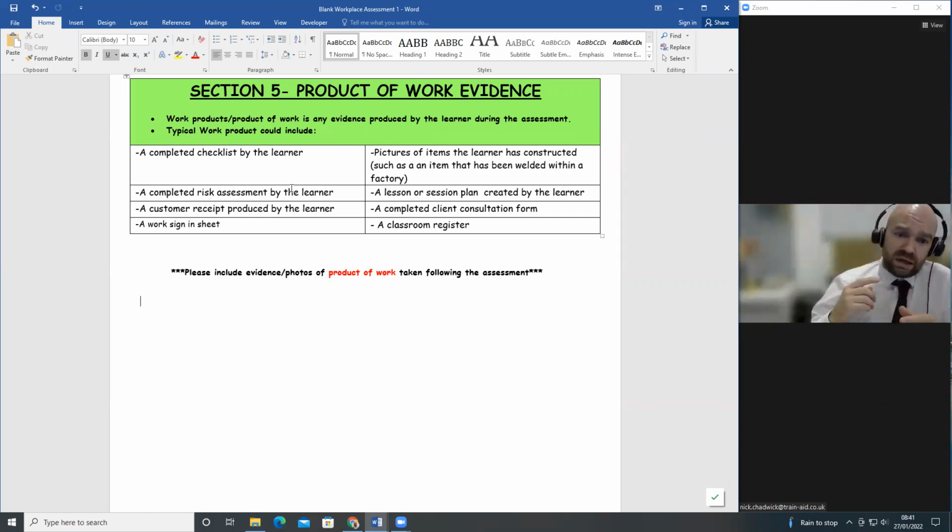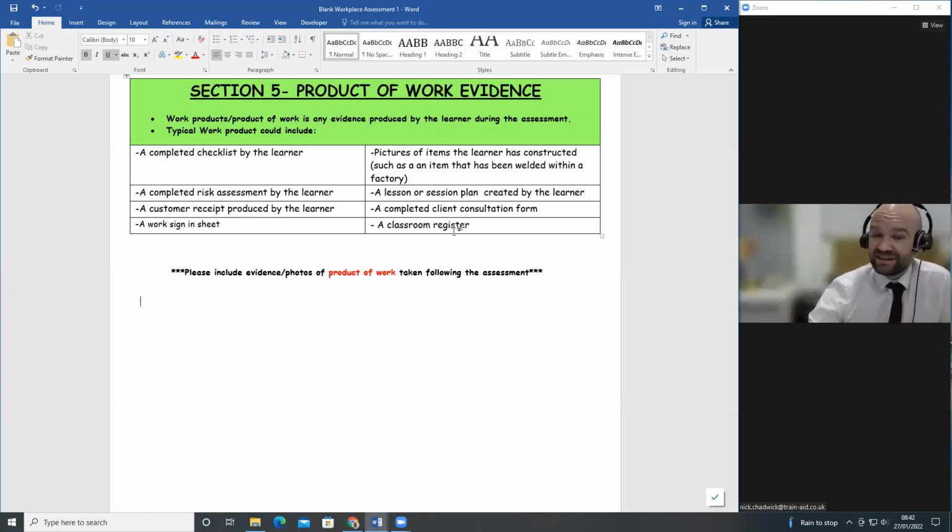Furthermore, others could be a customer receipt produced by the learner, so perhaps after an exchange with a customer, handing them a receipt. It could be a completed client consultation form, for example. A work sign-in sheet signed by the learner could be a good example. A lesson or session plan created by the learner. You could be observing a teacher, for example, so a lesson plan would be a good example of a product of work. Even a classroom register is a product of work, so that is a teacher using that during the assessment.